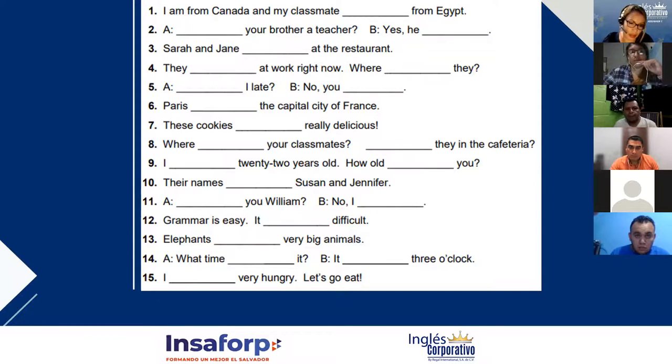Así las pueden ir haciendo. Si no tienen otra opción más que el cuaderno, pueden escribir solo el número y la respuesta. For example, one is. Para que no lo copien todo, porque si no, no les va a alcanzar el tiempo. So I'll give you time for you to complete this exercise. And then we're going to check your answers.